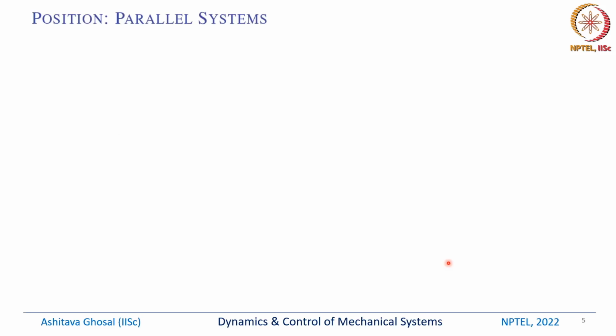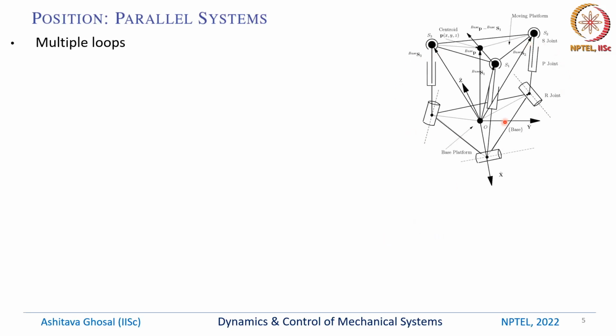In a parallel system or a parallel mechanism, there are multiple loops. As I had mentioned earlier in the structure, we had a serial chain, we had a parallel chain, and we had tree structure and so on. So in a parallel system, we have multiple loops. This is an example of a parallel robot, the 3 degree of freedom 3 RPS robot. The RPS comes from each chain having a rotary joint, a prismatic joint, and a spherical joint. So there are 3 such chains.